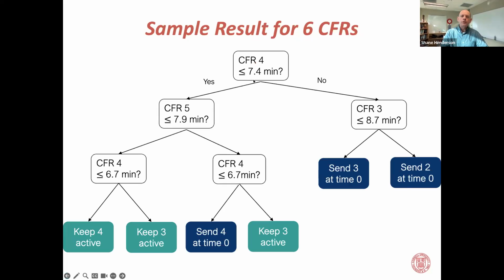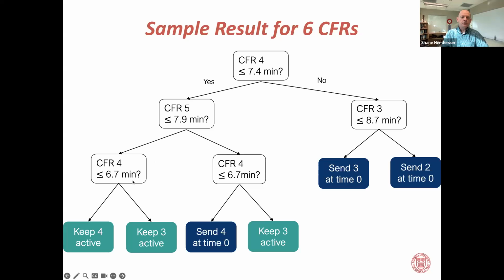But the numbering here, CFR4, that's the 4th closest volunteer. Is that person less than 7.4 minutes away? If the answer is no, then what about the 3rd closest? If the answer there is also no, then you only send 2 volunteers at time 0, and then you're done. If that 3rd volunteer is close enough, then you'll send all 3 at time 0. That's how to read this tree.